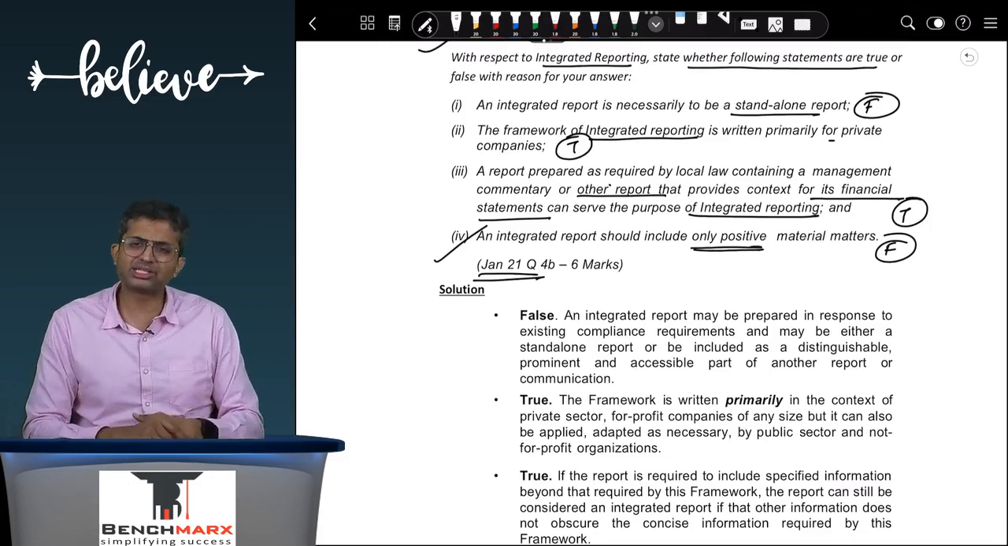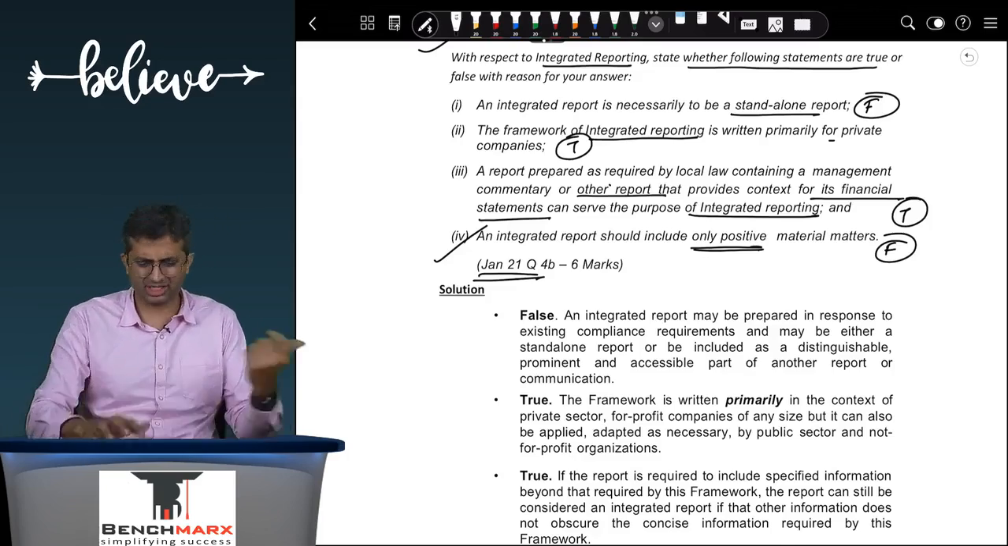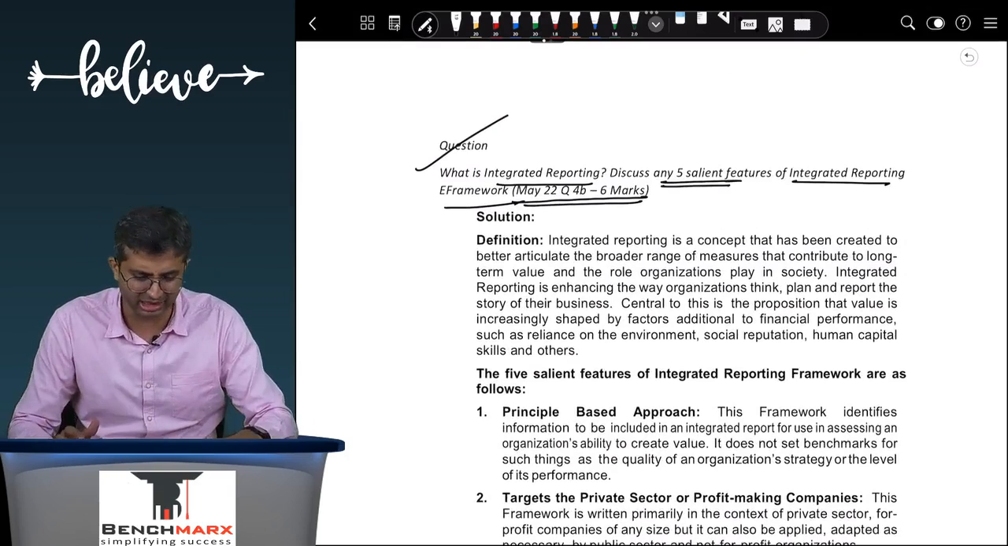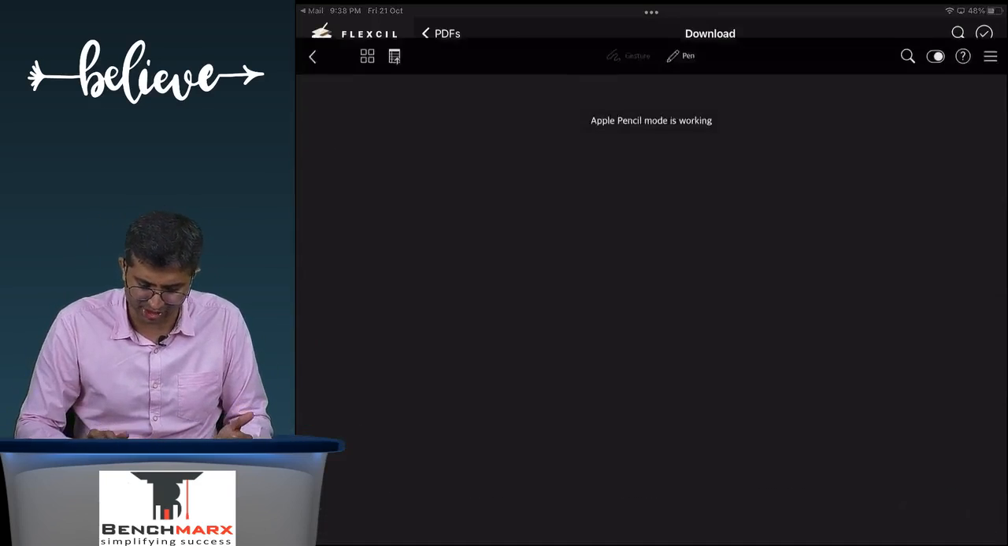So these are the recent questions. I think there was one past question as well, which is similar, I think, regarding the salient features or capital. So other than that, I think we have covered everything which is relevant.